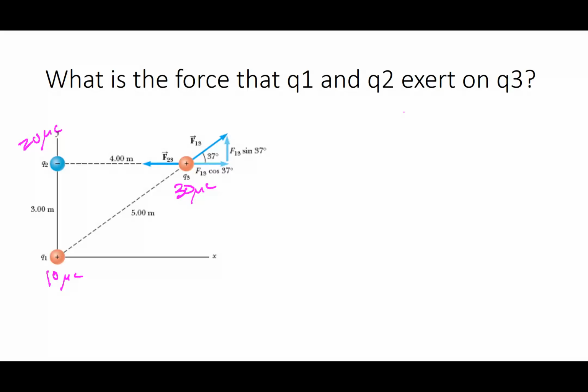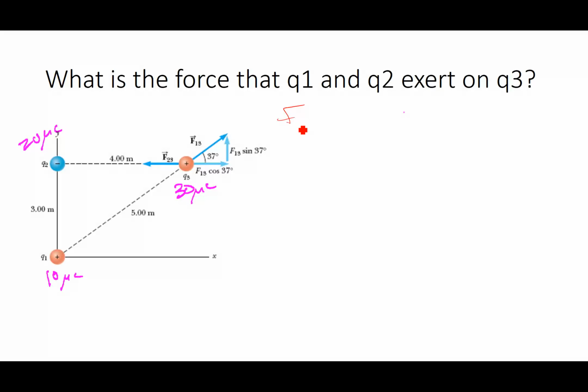Alright, so what's the force that Q1 and Q2 exert on Q3? So Q3 is 30 microcoulombs, Q1 is 10, Q2 is 20. Now, in terms of positive and negative, when we're finding the forces, we're not going to worry about who's positive and who's negative. It's when we start to add our vectors that we're going to go back and say if we're adding them or subtracting them based upon if it's an attractive or a repulsive force. So first we're going to find the force that 1 exerts on 3 and that 2 exerts on 3.